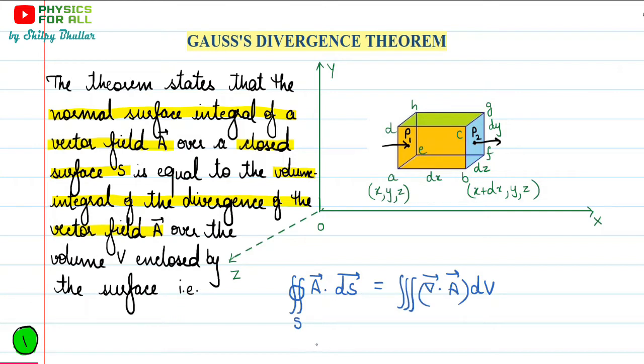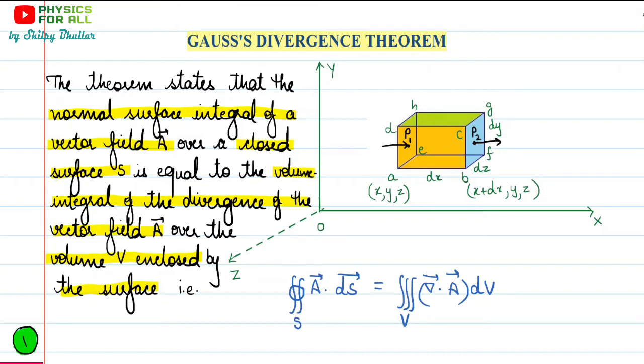Okay. And then it says over the volume V enclosed by the surface. The surface S is enclosing the volume V. So we would mention V here. So this is the mathematical statement of Gauss divergence theorem. We write like this in words.